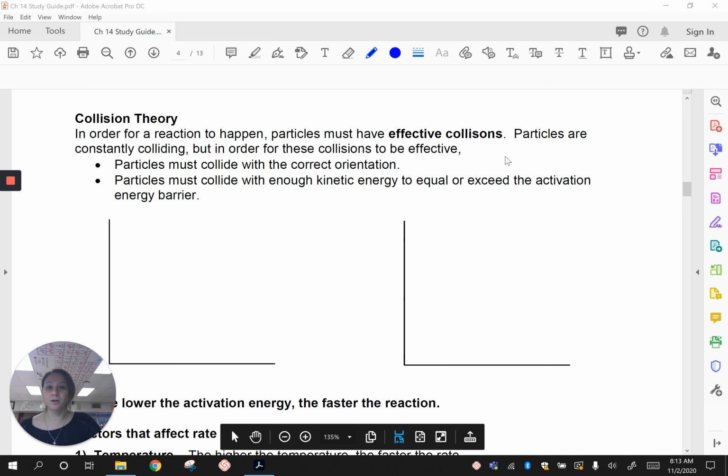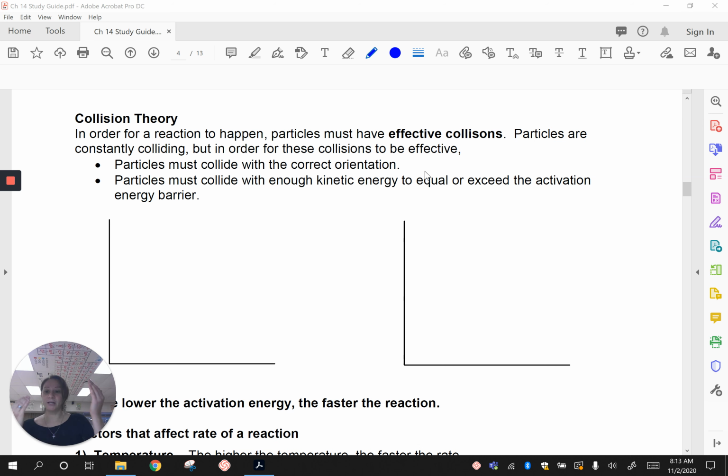In order for a collision to be effective, you have to meet two requirements. The first requirement is that the particles must collide with the correct orientation. They need to line up correctly so that the correct bonds in the reactants start breaking and the correct bonds in the product start forming. The other requirement is that they need to collide with enough kinetic energy to equal or surpass that activation energy barrier. That's why when I strike the match, I'm giving it enough energy so that my collision becomes effective. So again, two requirements: they must collide with the correct orientation and with enough kinetic energy.